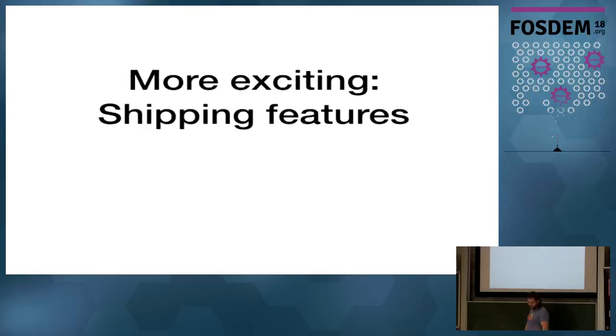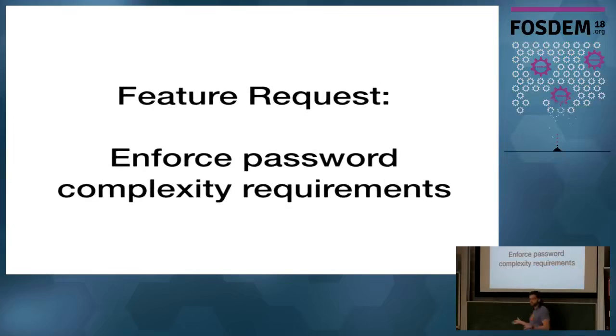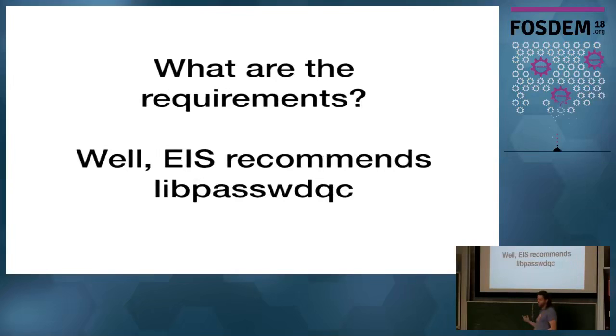But more exciting than updating stuff is shipping features. So I had a feature request, which was: make all the users of Bugzilla hate me by making their passwords harder. And so this was a very important high-level request from important people that wanted to make sure we were secure. So I asked EIS, which is Enterprise Information Security, what do you recommend? How do you want me to make passwords secure? And they recommended a C library. Not recommended, but they said that they were using a C library.